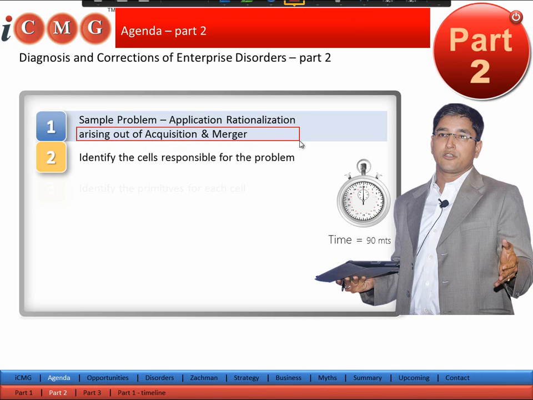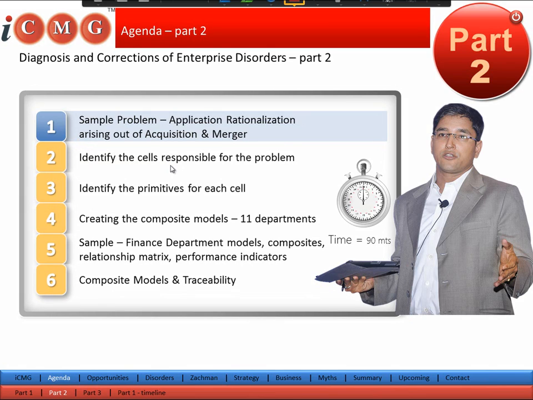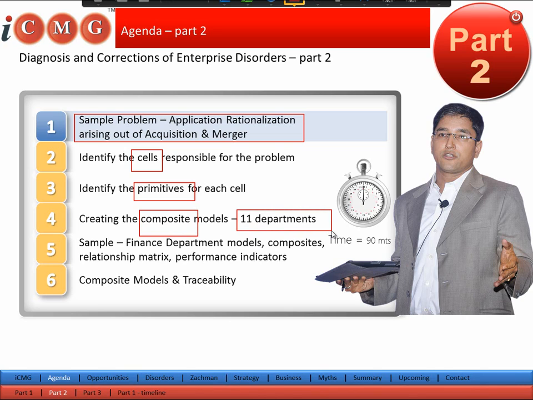Then we'll try to understand, to solve this problem, how we use the Zachman framework effectively. One of the issues we're going to look at is what cells we require to address this problem, and what the primitives are for each cell. We'll look at a sample problem, understand which cells are responsible and what the primitives of those cells are. How do you create composites from the primitive models? We'll take an example of 11 departments, in particular the finance department, and look at how to create the composite model and traceability for solving this problem.